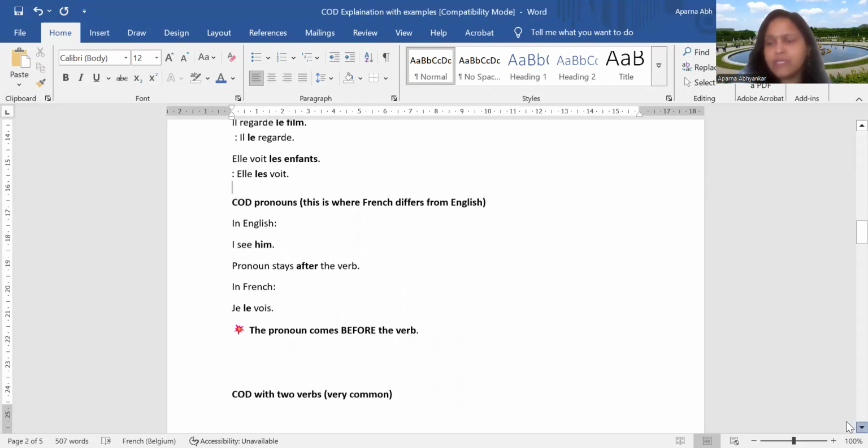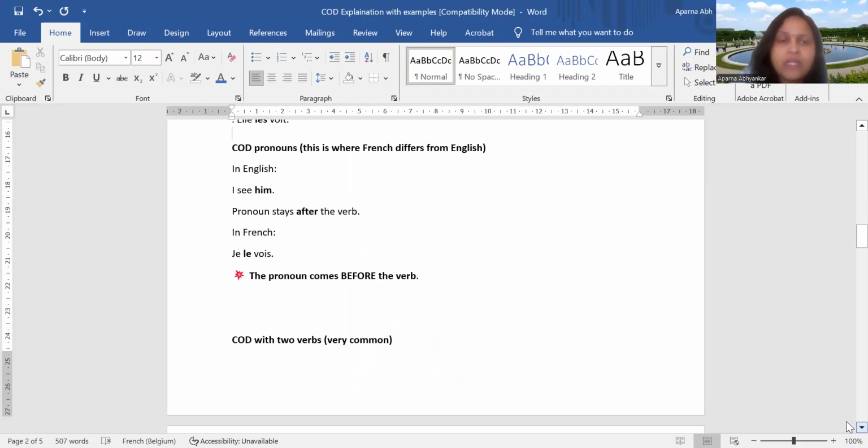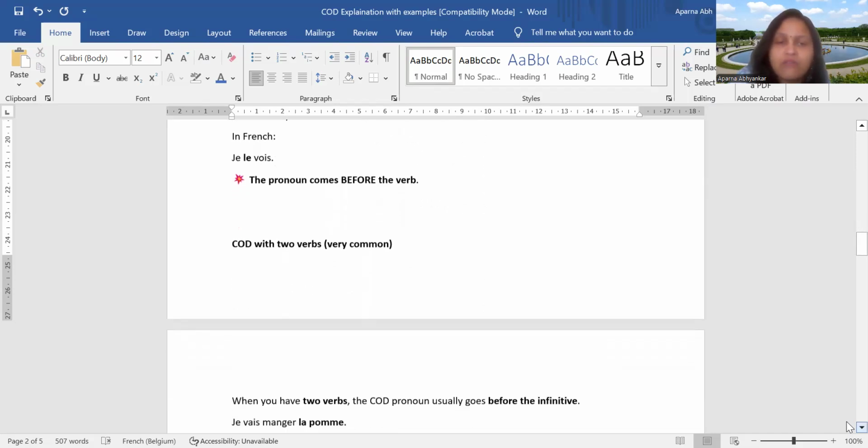So here, as we discussed earlier, the difference between English and French is here. In English, we say "I see him," so the pronoun comes after the verb. But in French, it will be "je le vois." The pronoun will come before the verb. So please remember this point very carefully.